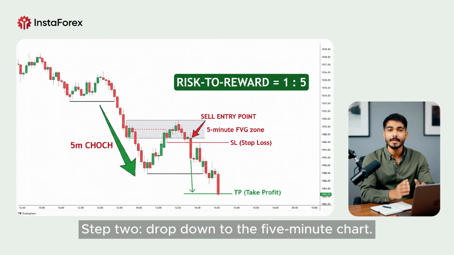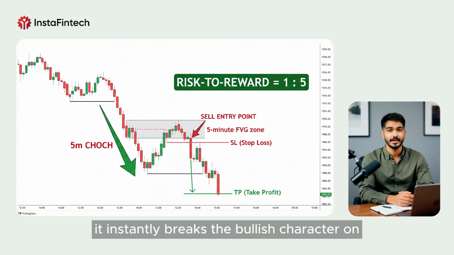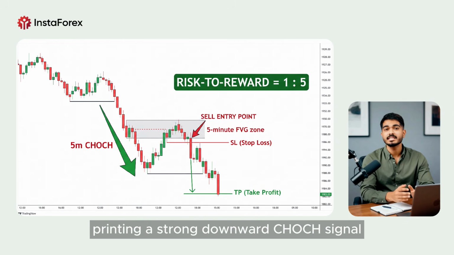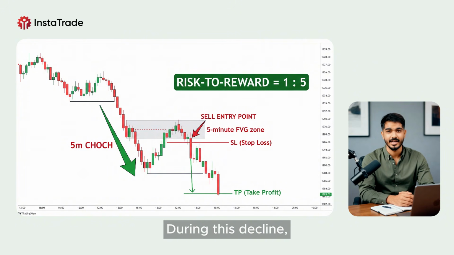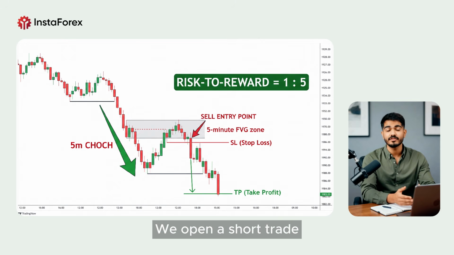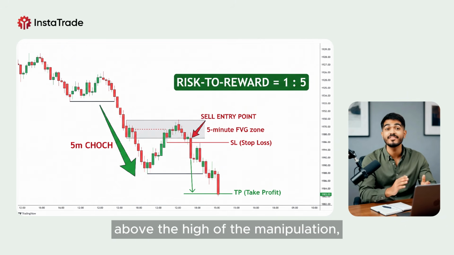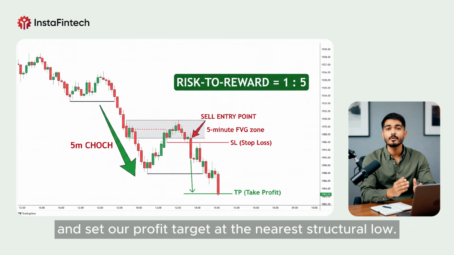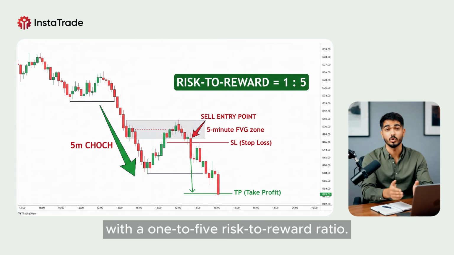Step 2. Drop down to the 5-minute chart. At the moment price touches the 4-hour zone, it instantly breaks the bullish character on the 5-minute time frame, printing a strong downward CHoCH signal with a candle body close. During this decline, a clear 5-minute imbalance is formed. We open a short trade from the upper boundary of the imbalance. We place our protective stop loss above the high of the manipulation and set our profit target at the nearest structural low. As a result, we catch a clean move with a 1-to-5 risk-to-reward ratio.